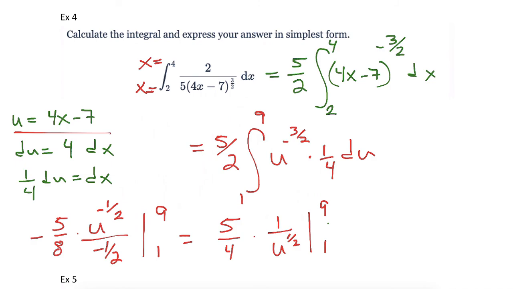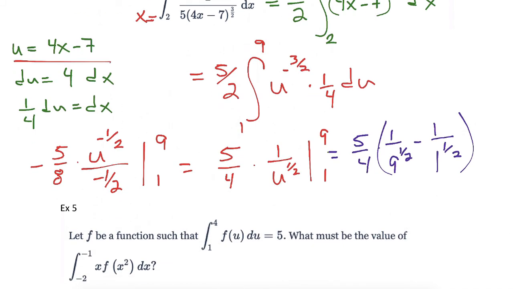So now if I plug in those bounds, I still have that 5/4. I have 1 over 9 to the 1/2 minus 1 over 1 to the 1/2. And in that case, that's 5 over 4 times 1 over 3, because 9 to the 1/2 is 3, minus 1, because 1 to the 1/2 is 1. I've run out of room, but the rest is just arithmetic. Hopefully that makes sense to you.